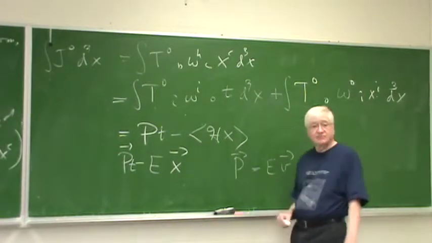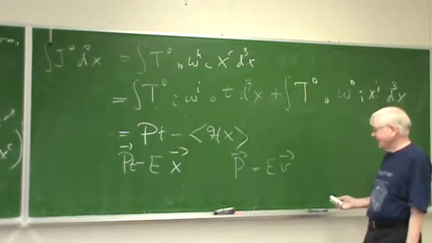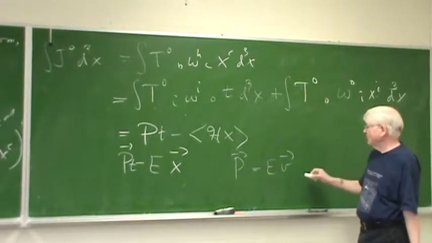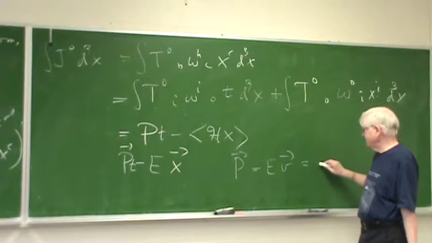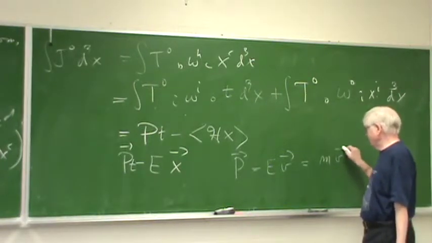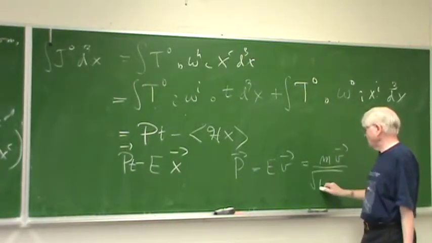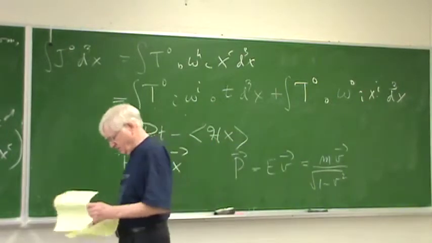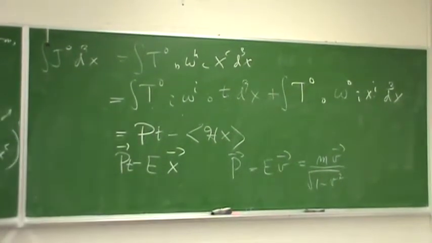Okay. But in fact, that's the relativistic form for energy and momentum, because P is mv over the square root of 1 minus v squared. Again, I'm just going to a single particle just to illustrate it with the very simplest case.